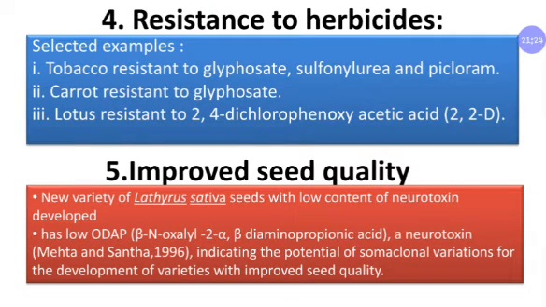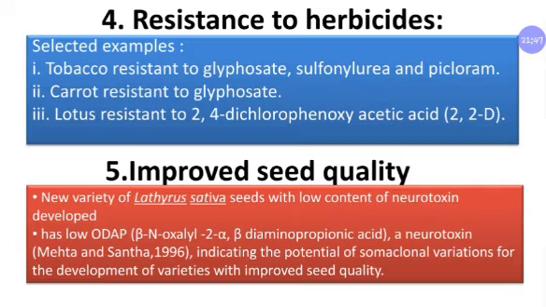Resistance to herbicides. The selected examples are tobacco resistant to glyphosate, sulfonylurea and picloram; carrot which is resistant to glyphosate; Lotus which is resistant to 2,4-dichlorophenoxyacetic acid is obtained.